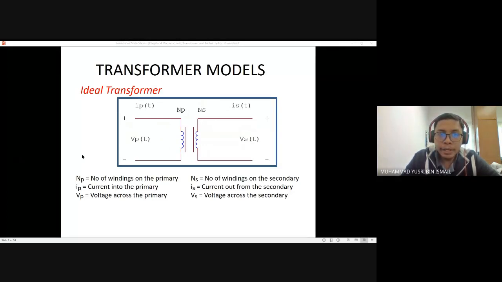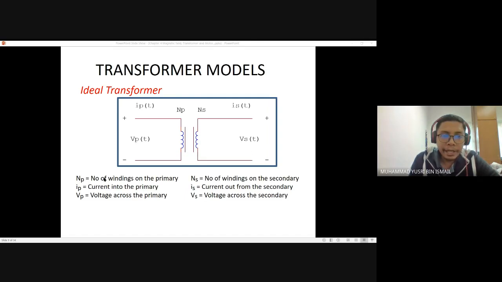An ideal transformer only exists in the book. In the real world, there is no such thing as an ideal transformer. An ideal transformer has 100% efficiency, but it is not in the real world. There's no such thing as ideal.